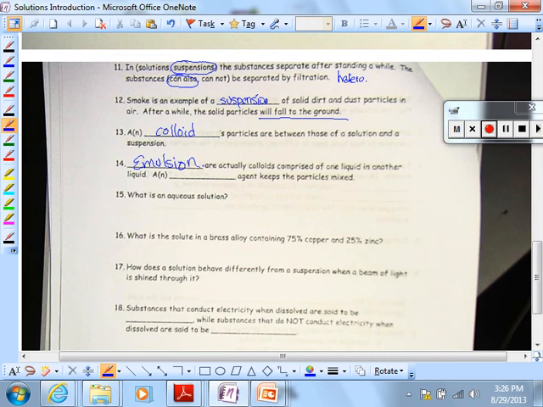There's lots of vocabulary in this worksheet. A blank agent keeps the particles mixed. Emulsifying. Okay. Emulsifying agent keeps the particles mixed. All right.